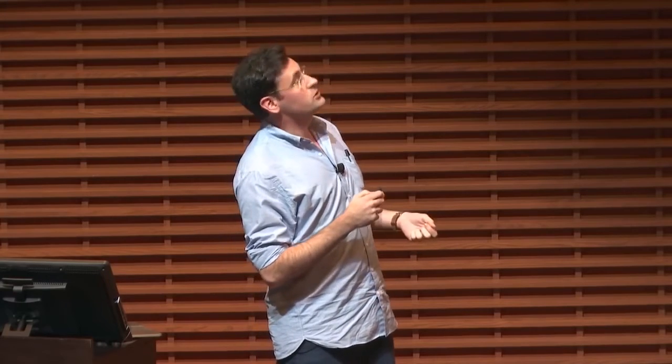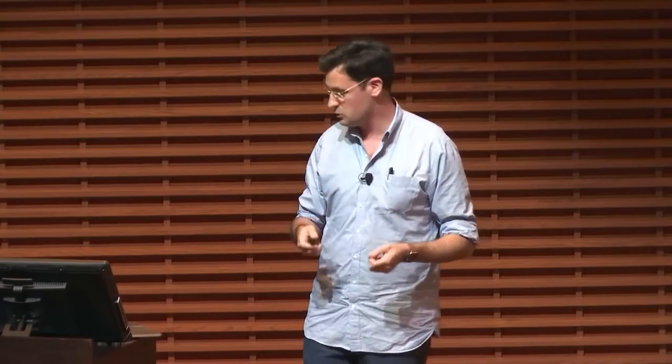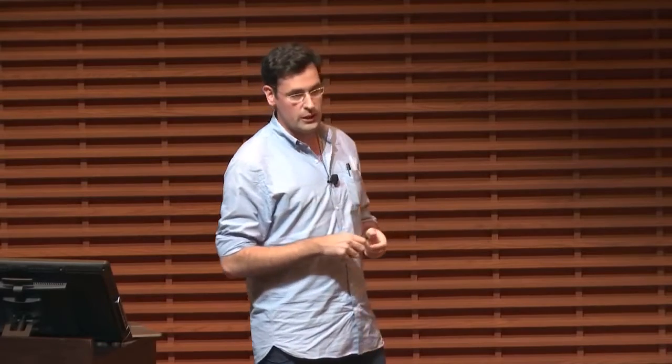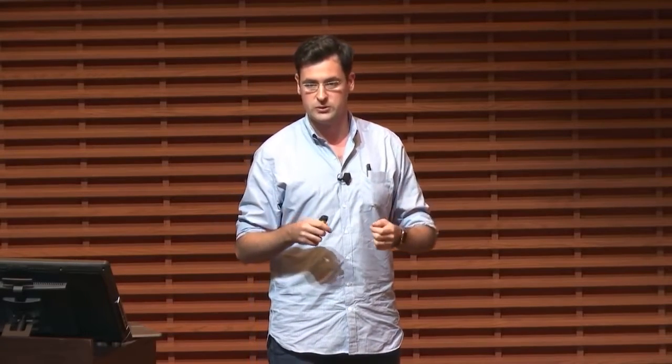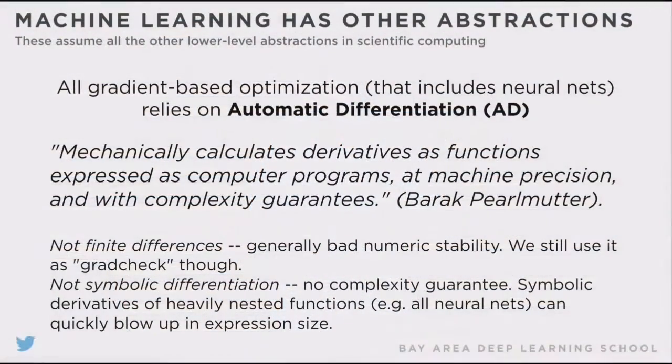And we should take them for granted. We should totally forget about them, because they make us faster, they make us better, for us to assume these things will work. So machine learning has other abstractions besides these computational ones that we take for granted. All gradient-based optimization, that includes neural nets as a subset, relies on automatic differentiation to calculate those gradients, right?